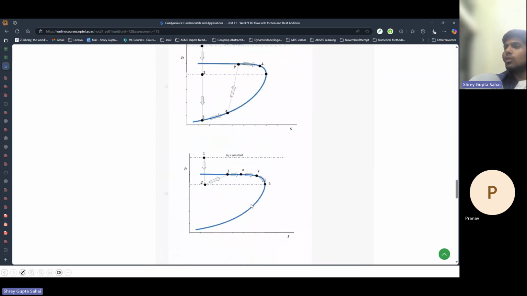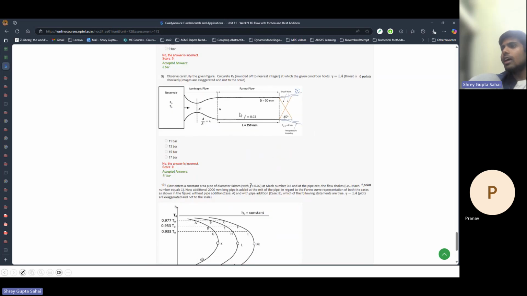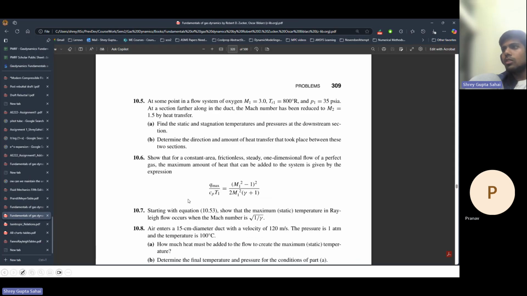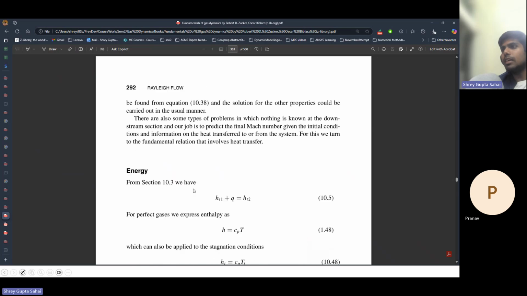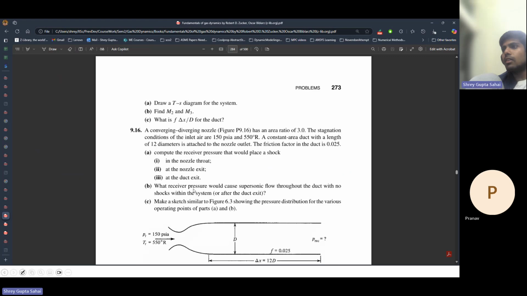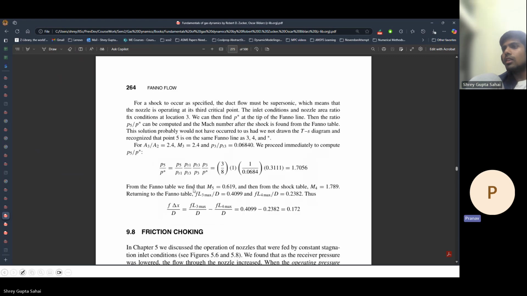Yeah, that is something. So, is it like this 4FL by D? Is it always there? I'm not sure. Is it always 4FL by D, or is it FL max by D? Let me check in the book also. It's a matter of consistency. Yeah, it is 4FL star by D.